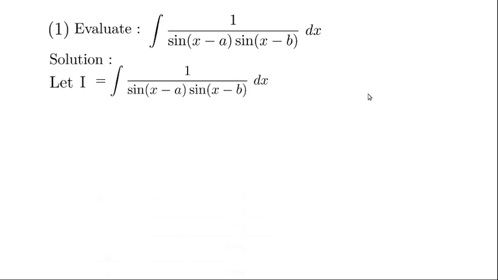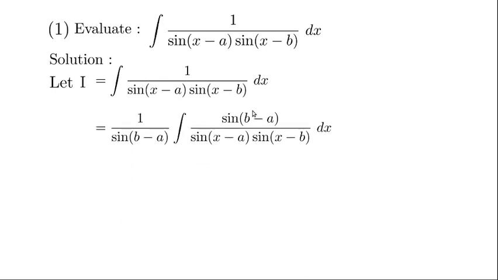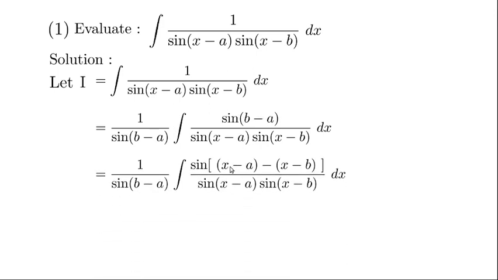So what we note here is that in the denominator we have both sine functions. So we multiply and divide by sine of b minus a. And in the numerator, this b minus a is replaced by its original difference. The positive difference is obtained from this: sine of x minus a minus x minus b. So this is in the form of sine of a minus b.